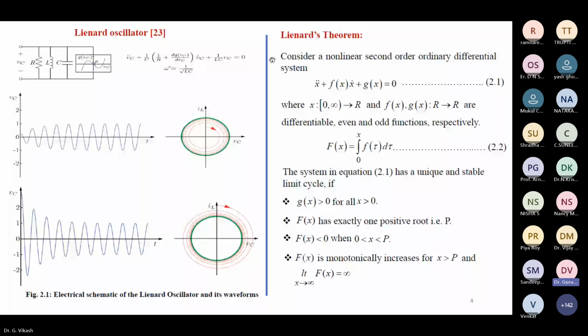If g of x is greater than 0 for all x greater than 0, and the capital F of x has exactly one positive root, that is p, and capital F of x is less than 0 when x is between 0 and p, and capital F of x monotonically increases for x greater than p. So if equation 2.1 satisfies these four conditions, then only it will give a unique stable limit cycle.